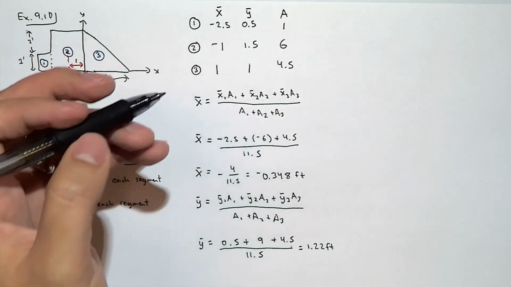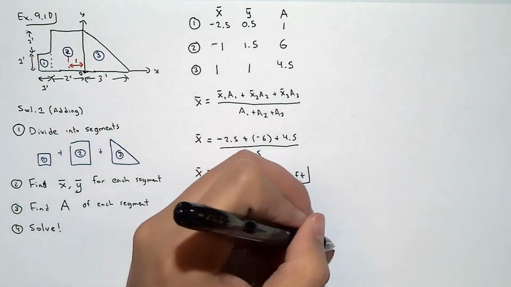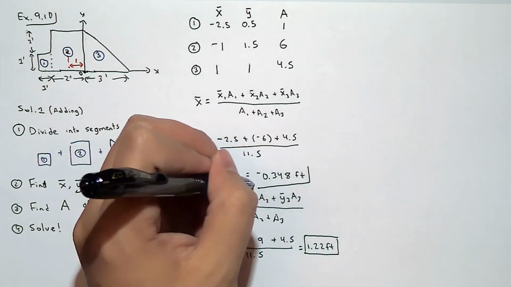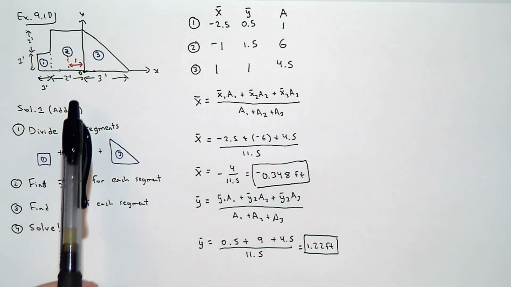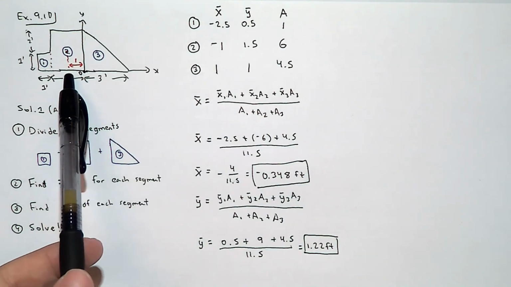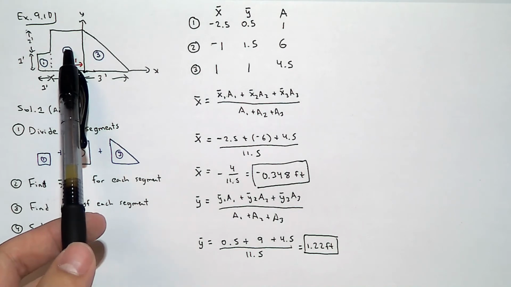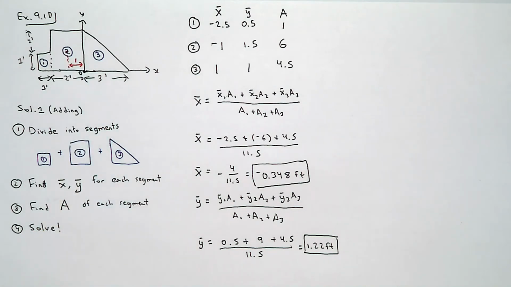Good. And so we have found the centroid of this element. Negative 0.348 and 1.22. Not bad. I think it looks simple enough, but are there any questions? Is everybody clear on how to find centroid so far? Yeah. Okay.